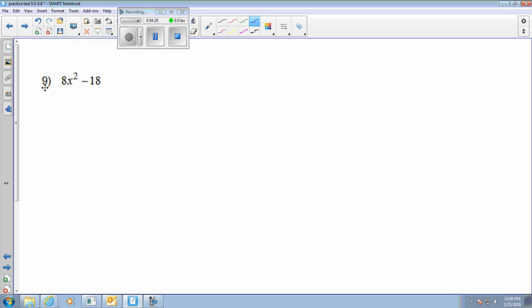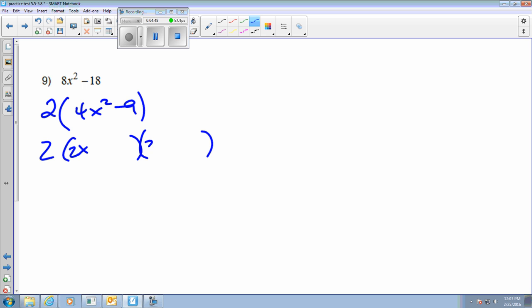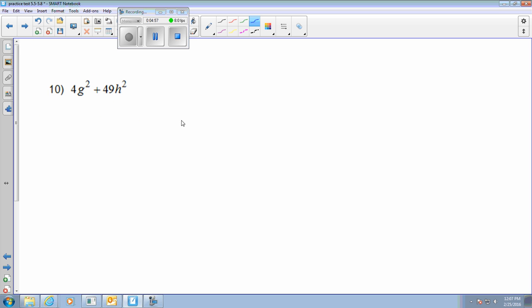Number 9. Doesn't look like 8 is a perfect square, nor is 18, but if I look at those, I can pull a 2 out front, leaving me with 4x squared minus 9. Now I have a squared thing minus a squared thing. So we know that's difference of squares pattern, so binomial, binomial. Square root of my first term is 2x, goes in both front positions. Square root of the last term is 3, goes in both back positions. One's plus, one's minus.